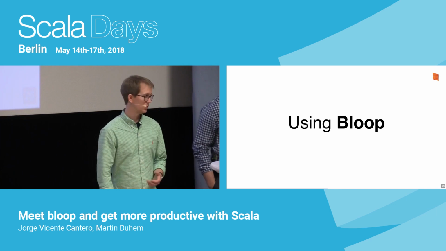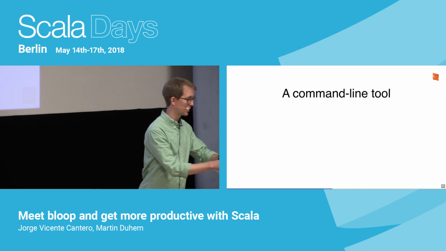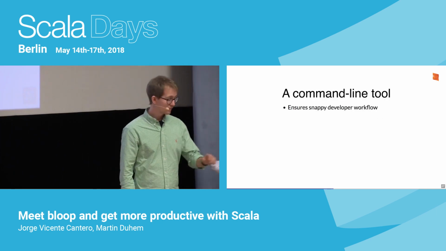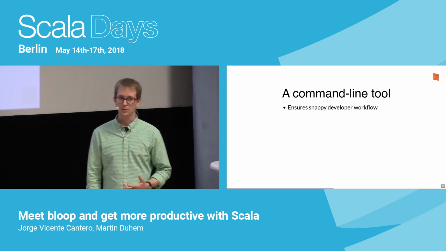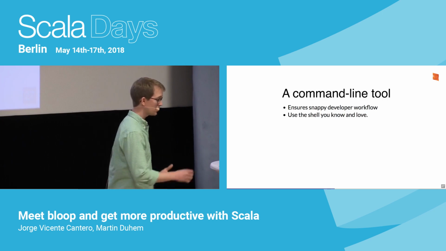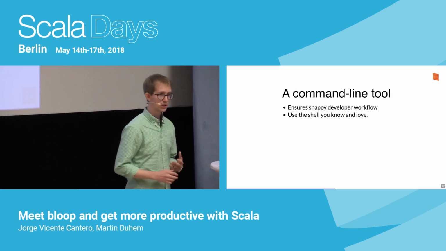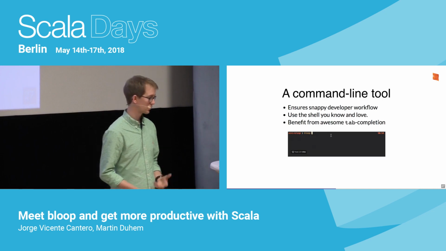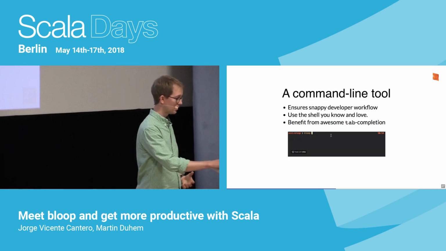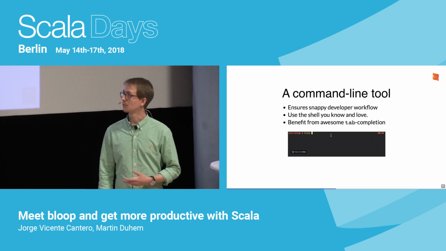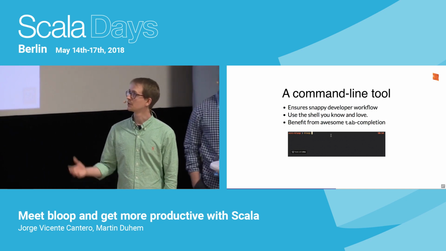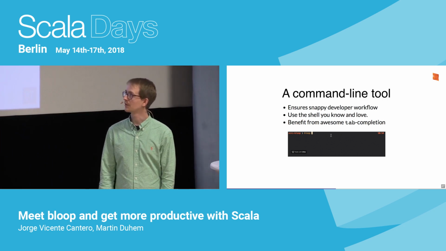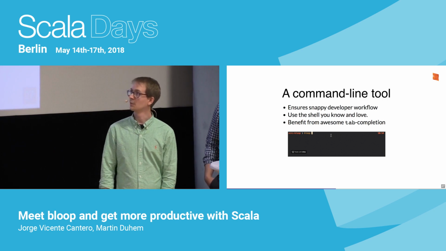So now we want to show you a bit how bloop looks like. It's a command line tool first, which is made so that you get the snappiest workflow that you could get. We don't want to get in your way. You can use the shell that you're used to, the shell that you love and you've configured to better suit your workflow. What is nice also is that we've worked very hard to get nice tab completion. Everything is contextual, so that, for instance, you get here the completion for the main methods that are defined in your project. And yeah, without having to compile everything.